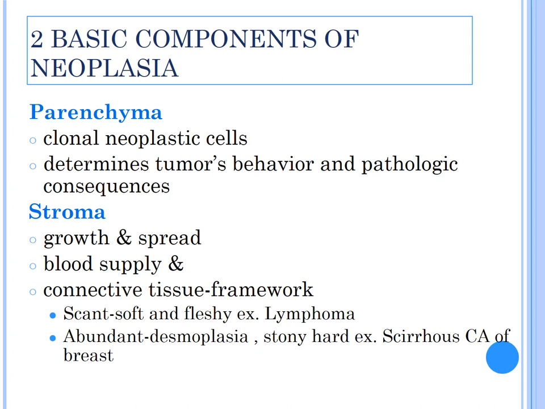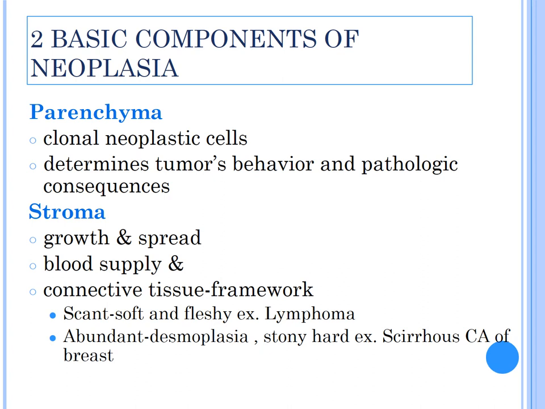Now, the support, the stroma, contains blood supply. You know that the blood vessels, capillaries are there, even nerves are there. And the framework or the support is made up of connective tissue. And that is usually fibrous connective tissue.